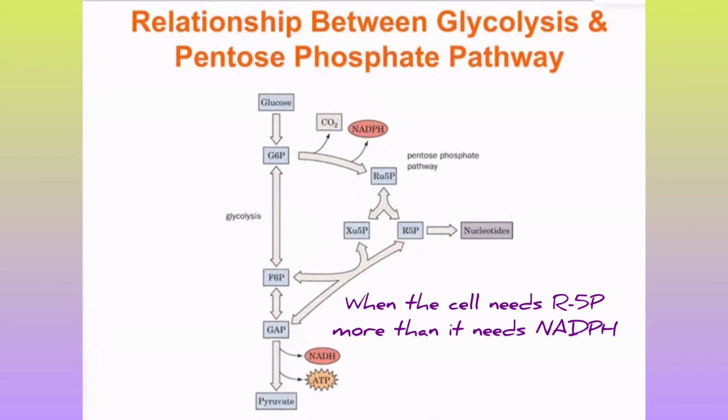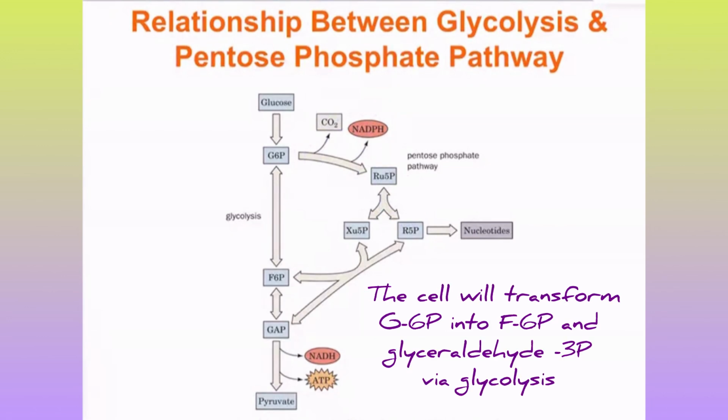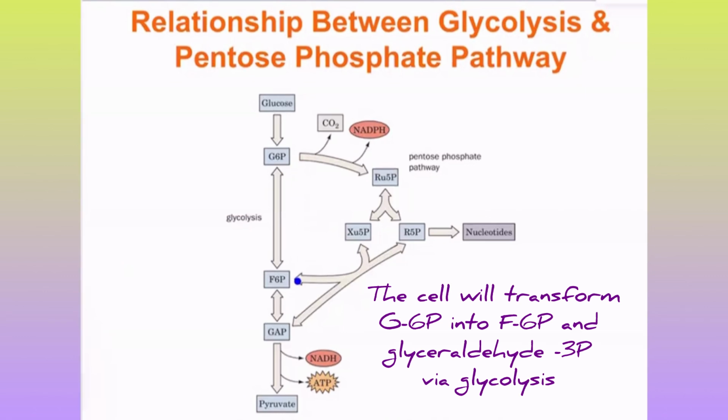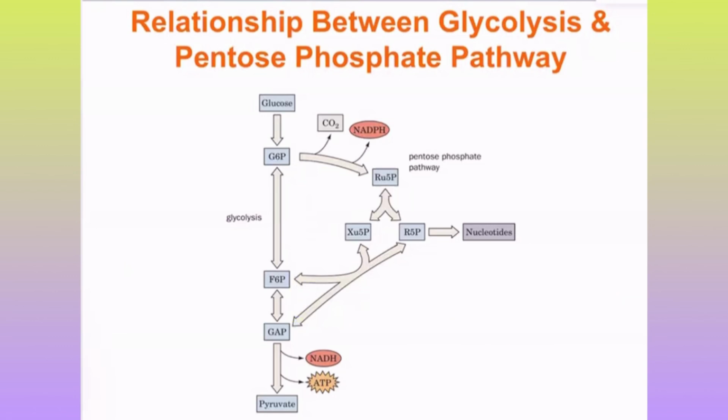Now, when the cell needs ribose 5-phosphate more than it needs NADPH, the cell will transform glucose 6-phosphate into fructose 6-phosphate. And fructose 6-phosphate will then split into glyceraldehyde 3-phosphate via glycolytic pathway. This fructose 6-phosphate and glyceraldehyde 3-phosphate molecules will be transformed into ribose 5-phosphate via reverse steps of non-oxidative phase of pentose phosphate.